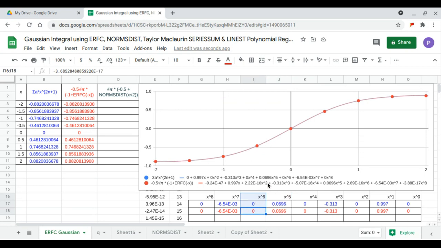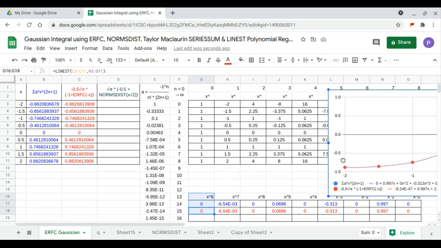X to the 6 is 0. Here, 2.69 times 10 to the minus 16. That's already 0. And x to the 7 is minus 6.54 times 10 to the minus 3, the same here. X to the 8, 0. And this is minus 3.88 times 10 to the minus 17. That's already 0.